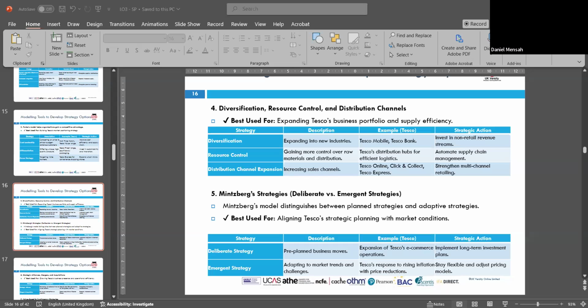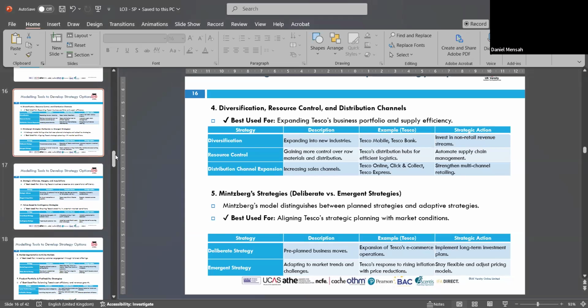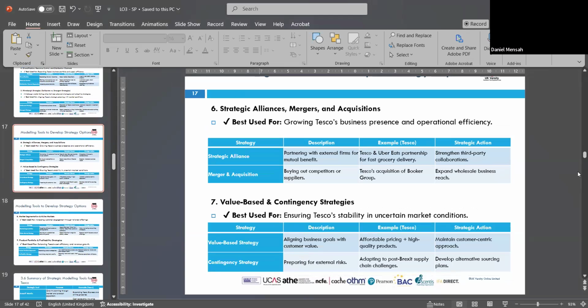As I told you already, I will be focusing on explanation. You will be reading the example of Tesco's strategy yourself. It is becoming very boring explaining the same strategies over and over again.